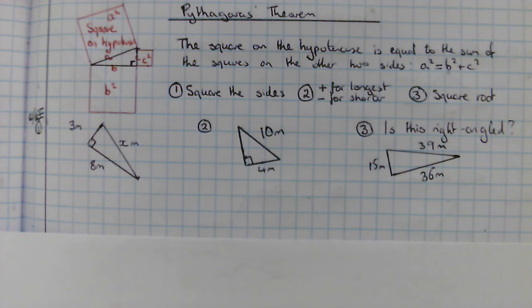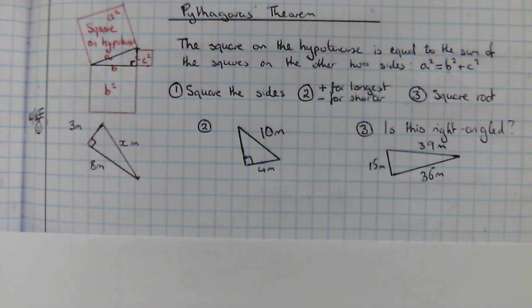So this is the first of the advanced units as part of the GCSE, which is all looking at right-angled triangles. And the first thing we're going to look at is Pythagoras' theorem. And Pythagoras' theorem connects the sides of a right-angled triangle.